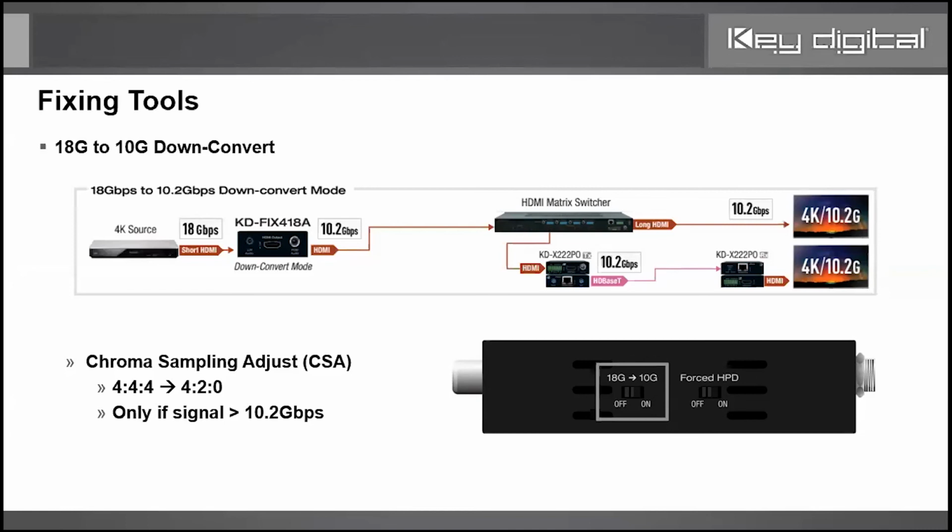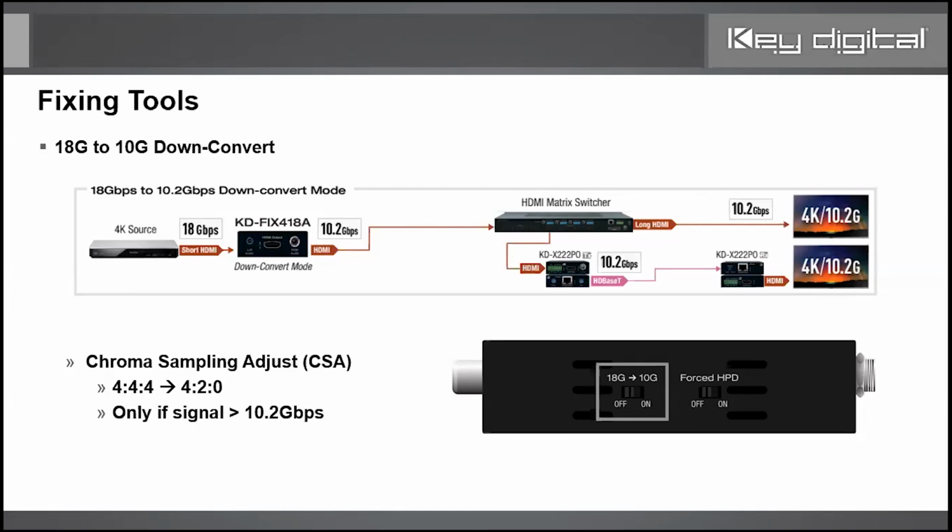And so you've got your matrix or your cables or your extenders that are all 10G, but now the client says, oh, I got a new 4K source and it's not working, because perhaps with those 4K sources, a lot of them, when they output 4K, are only going to be able to output a 4K signal at 18 gigabits per second. And so what we have built into these, the Fix 418 models, is a chroma sampling adjustment.